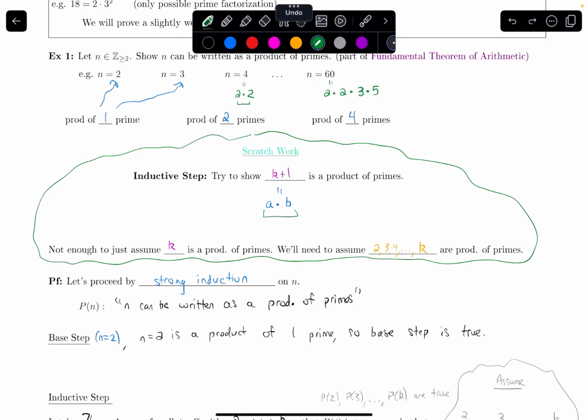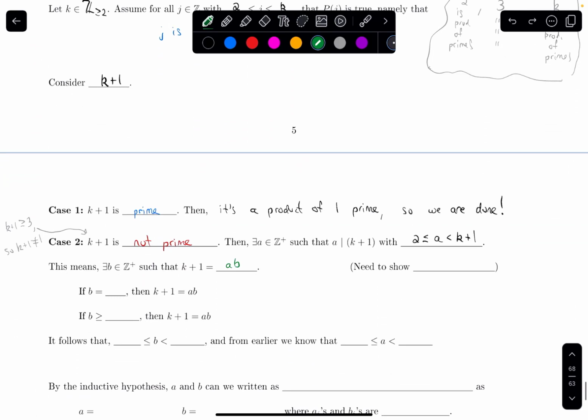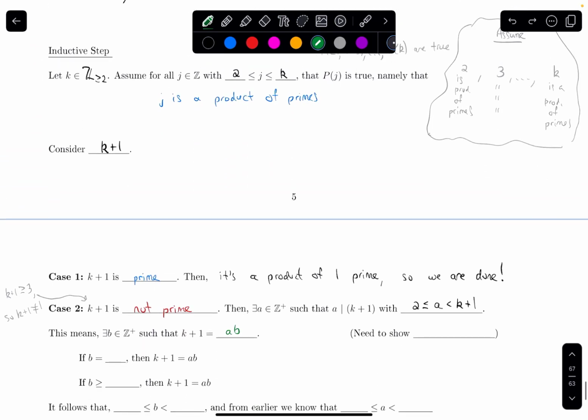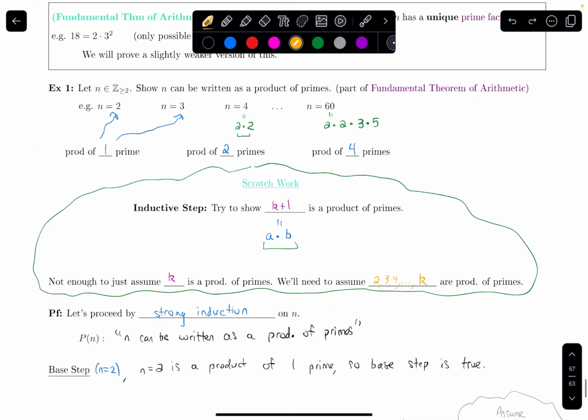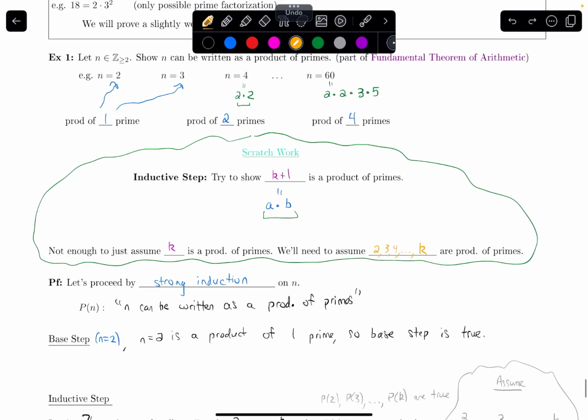Okay, so is that the case? Well, we've already said that a is greater than or equal to 2, and it's less than k plus 1. So we already got that a is part of that list. We haven't yet shown that about b. So let me write that down. I need to show that b is greater than or equal to 2 and less than k plus 1. Because if it is, that means b is also one of the integers in this list.